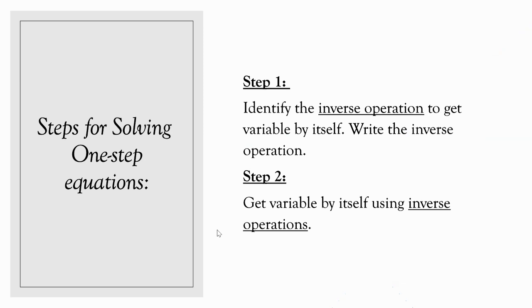Here are the steps for solving one-step equations. First, you're going to identify the inverse operation to get the variable by itself. You're going to write the inverse operation. Step 2, you're going to get the variable by itself using inverse operations. So it's just 2 steps. And again, please make sure that you write these steps down in your notes.